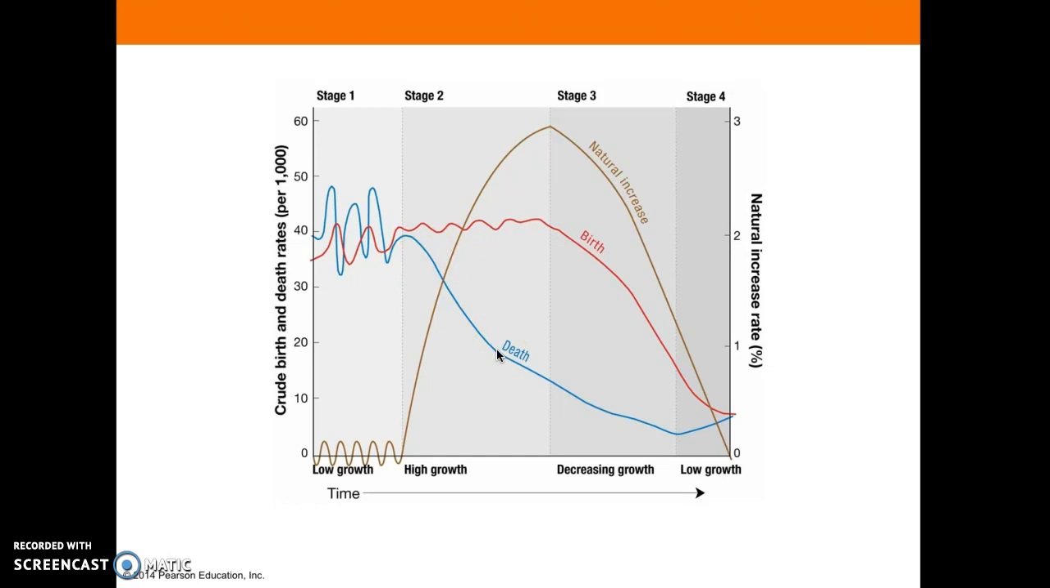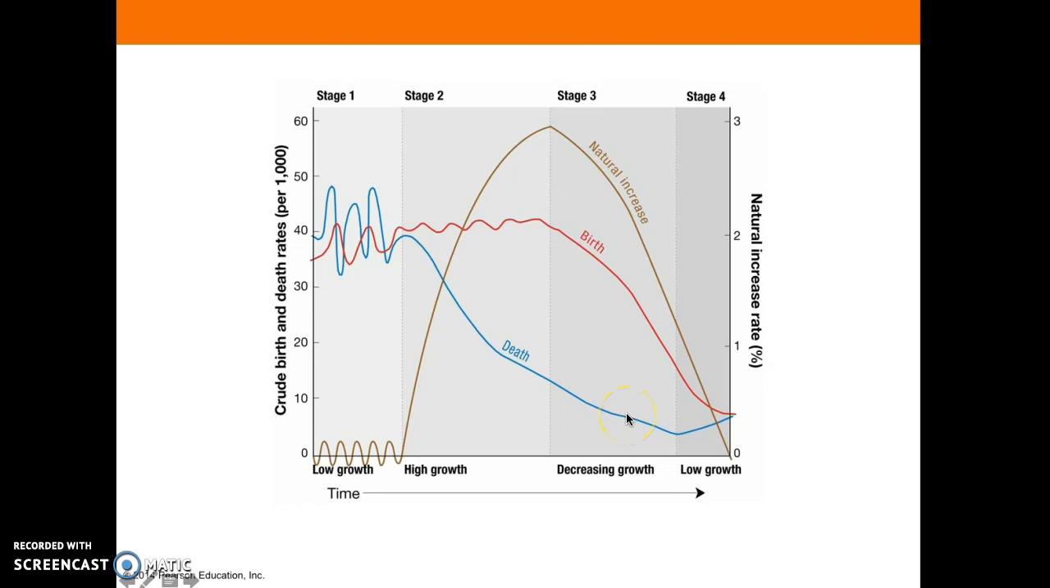You start to have lower rates of child mortality, maternal mortality, and infant mortality. And so the death rate starts to decline. And so it's the declining death rate that really leads to this high natural increase. So you still have a high birth rate, but you have a much lower death rate. Then you move into stage 3.